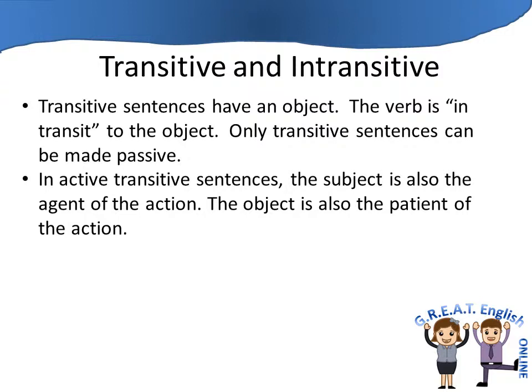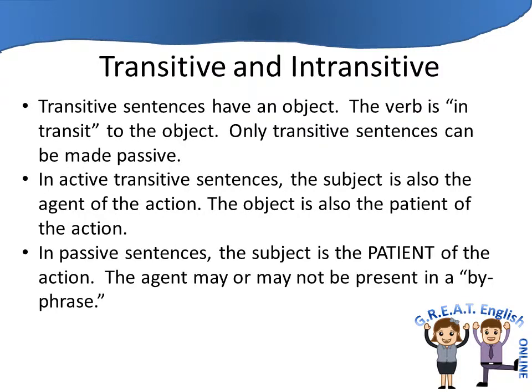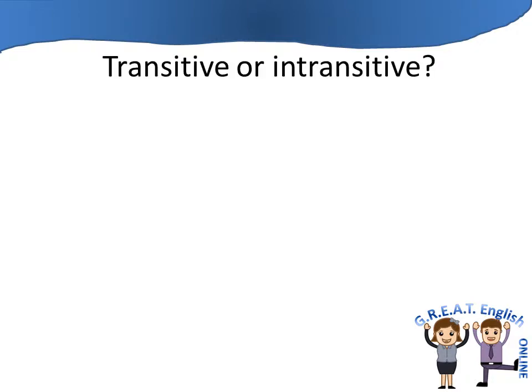In active transitive sentences, the subject is also the agent of the action. The object is also the patient of the action. And in passive sentences, the subject is the patient of the action. The agent may or may not be present in a by phrase. That's a lot. So let's practice this a little bit. First, let's identify some sentences as transitive or intransitive.